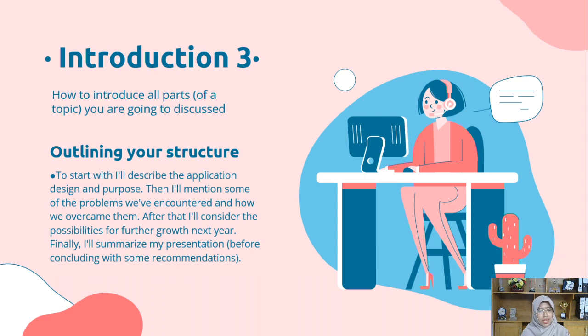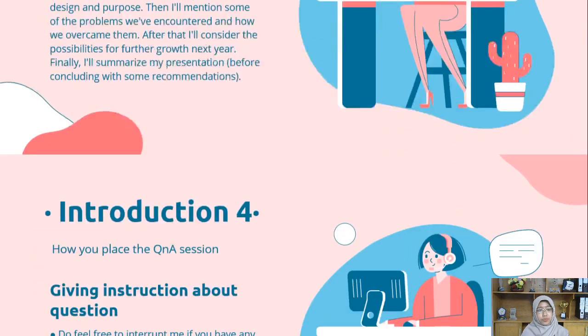And here I give you some examples in outlining the structure of your presentation. To start with, I will describe the application design and purpose. Then I'll mention some of the problems we have encountered and how we overcame them. After that, I will consider the possibilities for further growth next year. Finally, I will summarize my presentation before concluding with some recommendations. Okay, this is the example of outlining your structure.